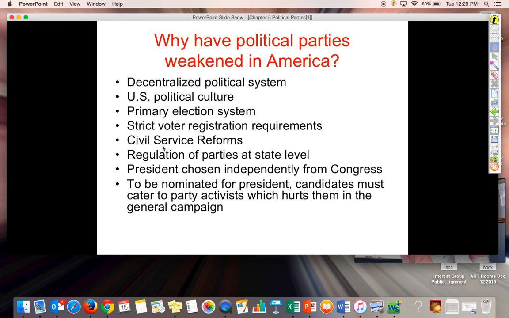Several other things, civil service reforms. These are just different changes that have taken place over time concerning politicians, and we will talk more about this topic in bureaucracy. There are more regulations of parties at the state level. Some people think that the president being chosen independently from Congress weakens political parties because you can't all go in at the same time on the same ticket, such as in parliamentary government. And to be nominated for president, candidates must cater to party activists in the primary, which hurts them later in the general campaign with different things that they say.